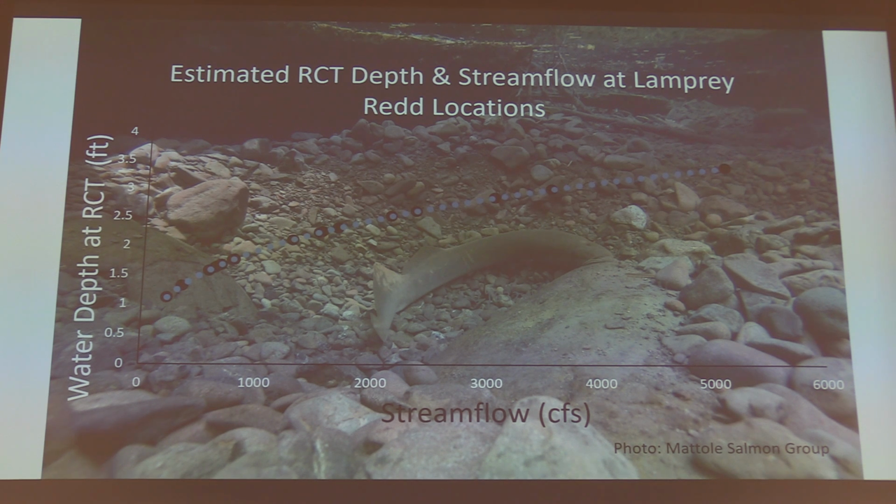And so after adding adequate depth for redd building and spawning, I was able to plot those depths associated with each lamprey redd on the RCTQ rating curve, and each of the black dots along the curve represents a lamprey redd. And so with this, now you have a streamflow associated with each lamprey redd during its time of construction.